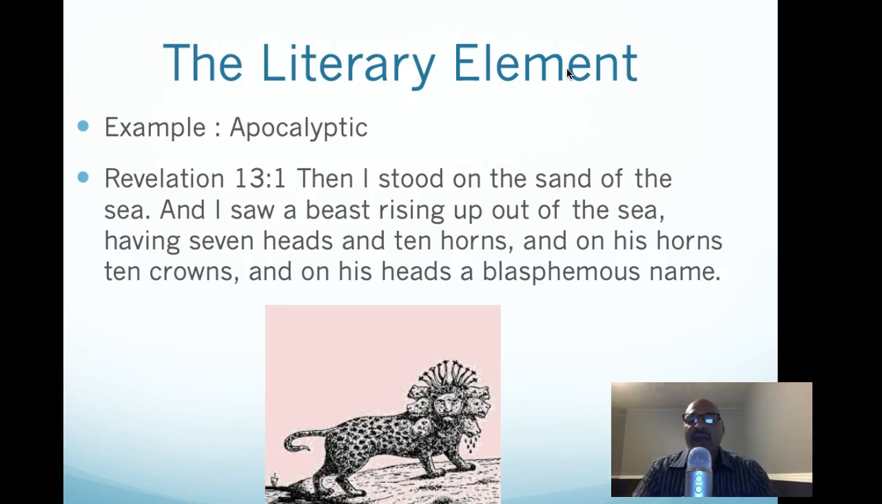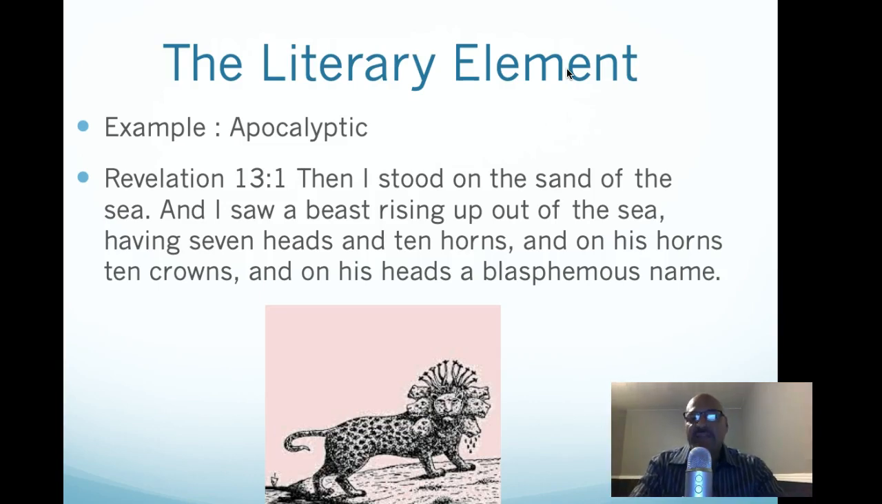Revelation 13:1. Then I stood on the sand of the sea, and I saw a beast rising up out of the sea, having 7 heads and 10 horns, and on his horns 10 crowns, and on his head a blasphemous name. Now, you can look at this. This is what that beast would look like. There's the 7 heads, there's the crown, there's the horns. That's what it looks like. But the question is, what does it mean?